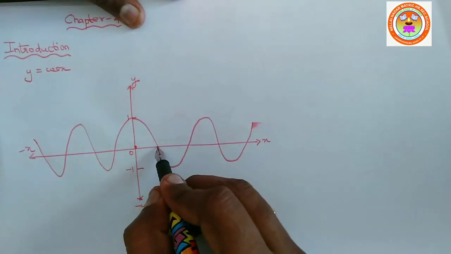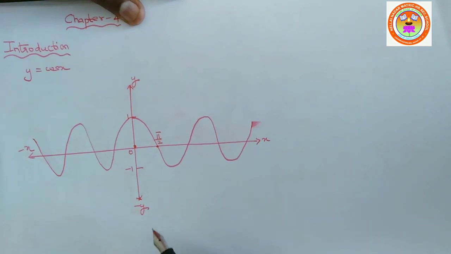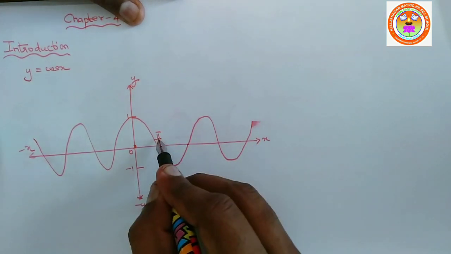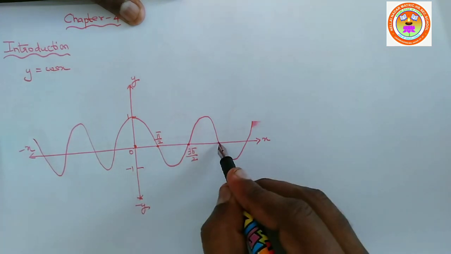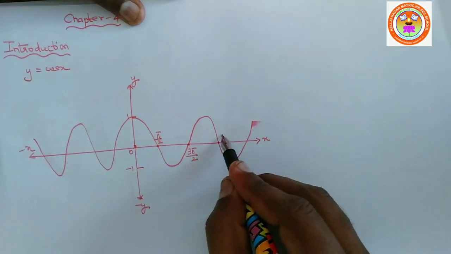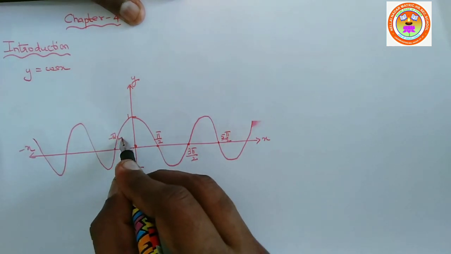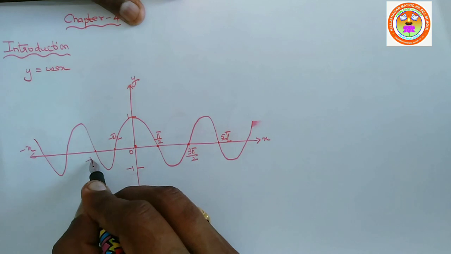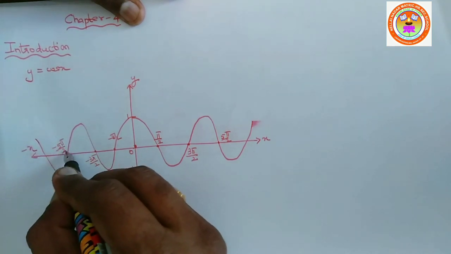So we know this point is pi by 2. This point is pi by 2 plus pi, which gives 3 pi by 2. This point is 3 pi by 2 plus pi, which is 5 pi by 2. The same for negative: this is minus pi by 2, this is minus 3 pi by 2, this is minus 5 pi by 2.